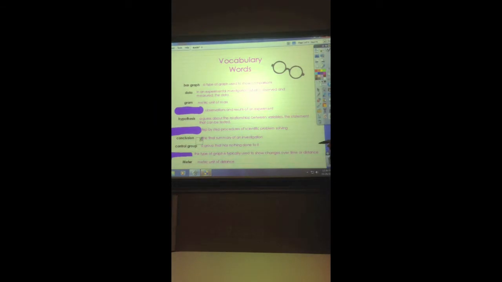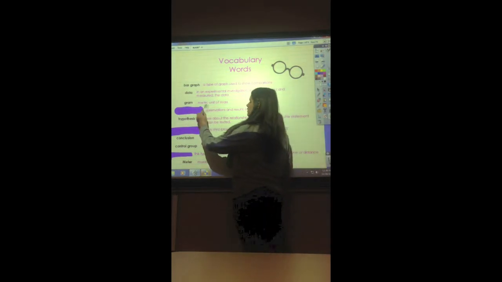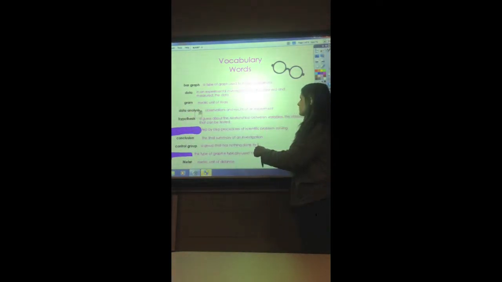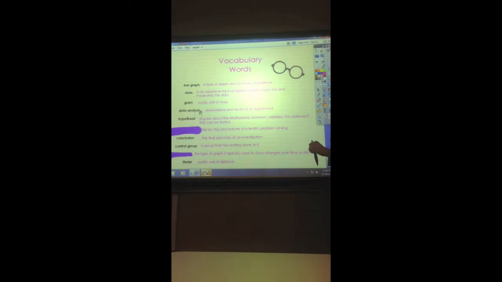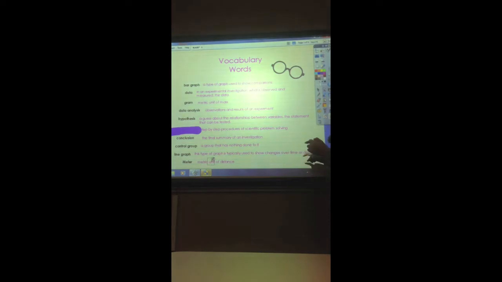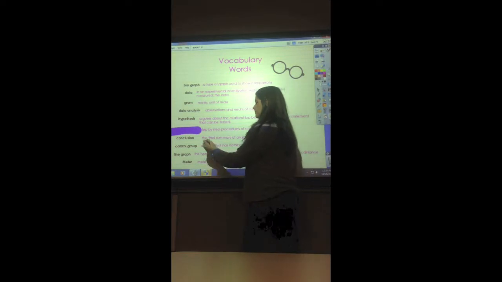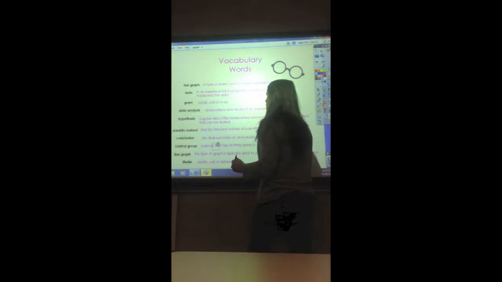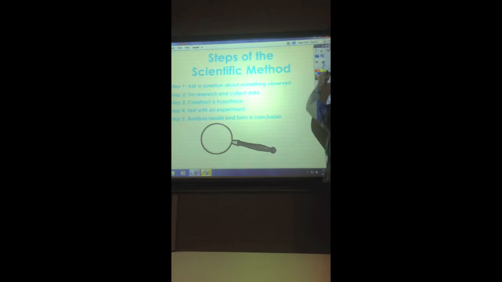What about observations and results of an experiment? Data analysis. Y'all are pros. This type of graph is typically used to show changes over time or distance. Line graph. Good. Another one of our vocab words was bar graph, but the difference there is that this one is time or distance, and bar graph is comparisons. What about a step-by-step procedure of scientific problem solving? Scientific method. Good job. All right, let's go on to our next slide.